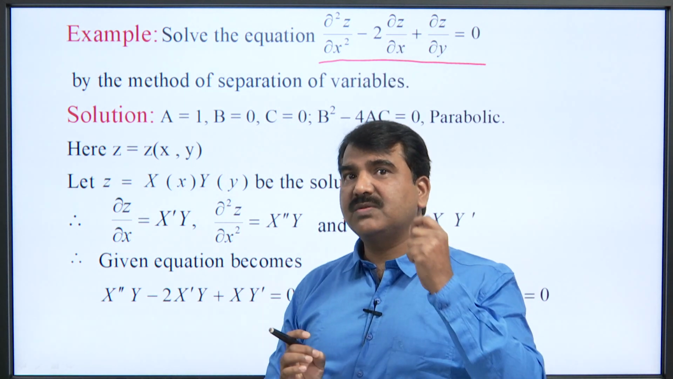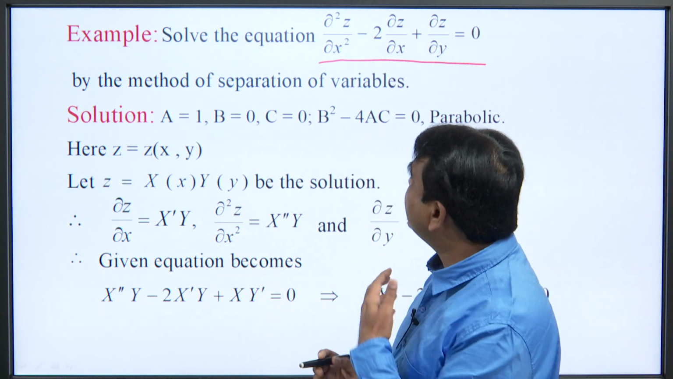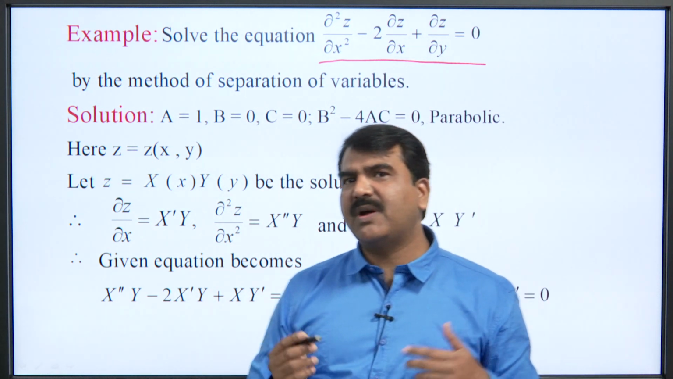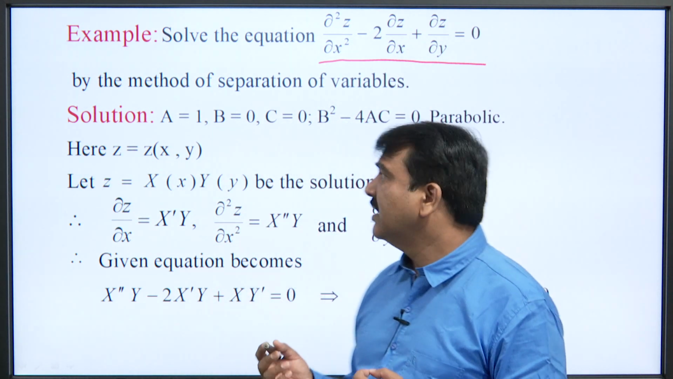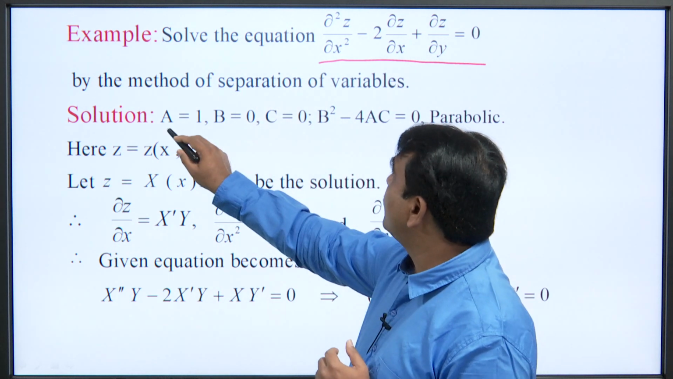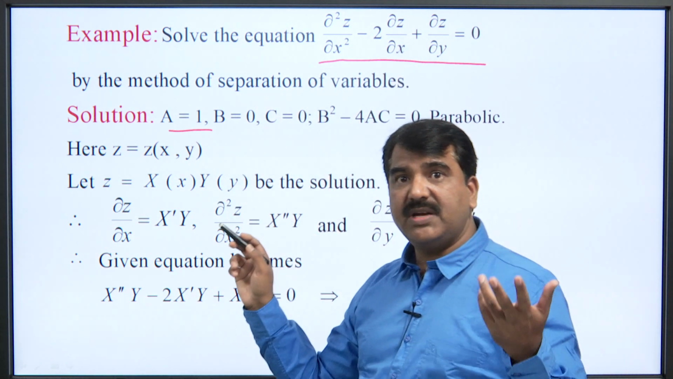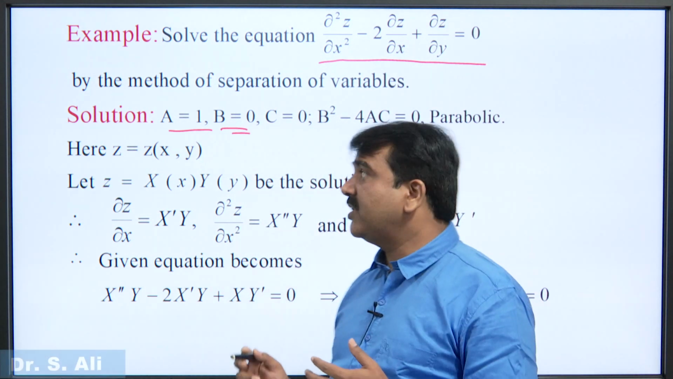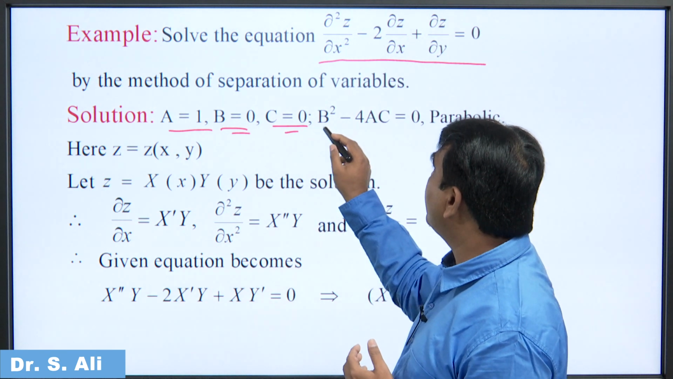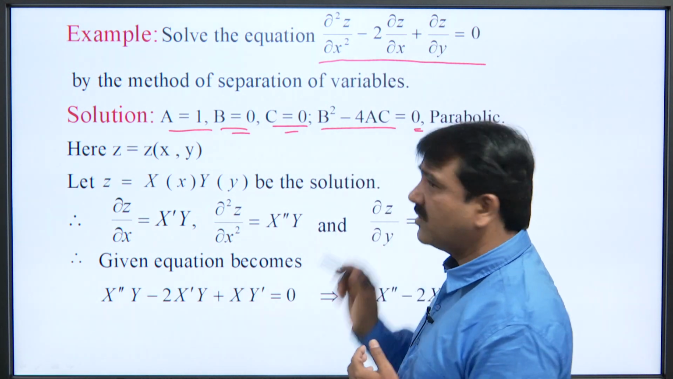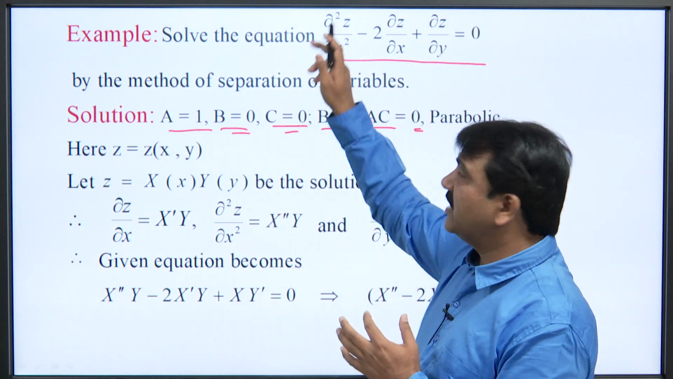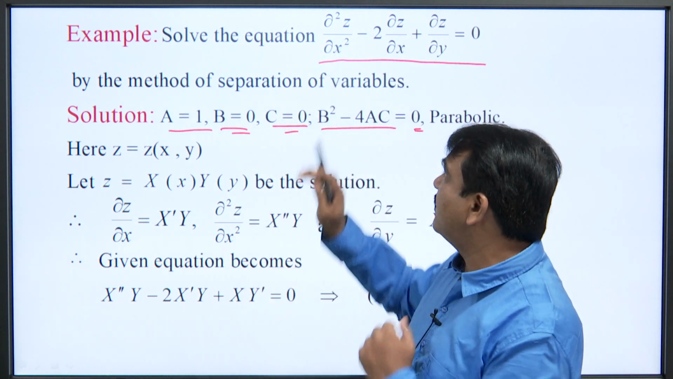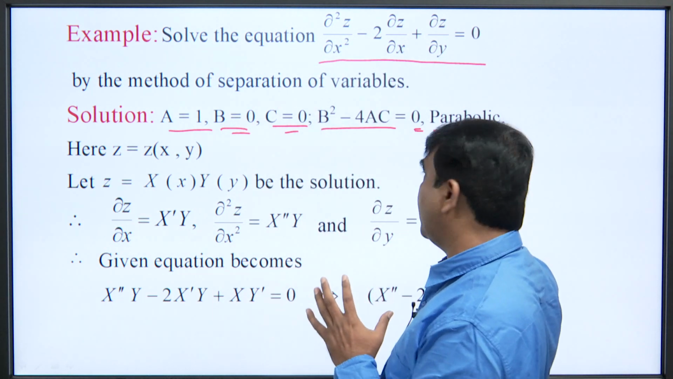Before we start writing the solution of the differential equation, let us discuss the nature of this differential equation. If we compare this with the general form of the second order partial differential equation, then easily you can see that here a is equal to 1, there is no term of second order derivative with respect to x and y. So, b is equal to 0, no second order derivative with respect to y. So, c is equal to 0, and if we calculate b square minus 4ac, then its value is equal to 0. So, if we want to classify this differential equation, it is parabolic in nature.